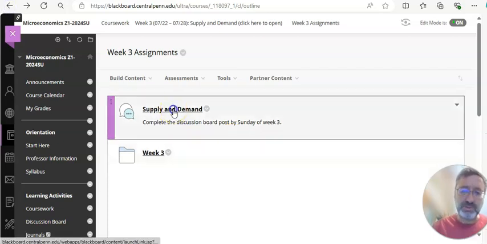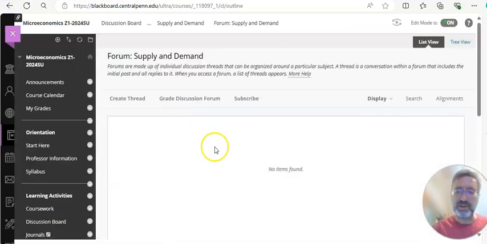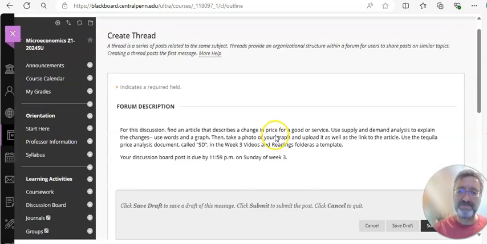And then you can go on the supply demand board. Now, I don't understand why it doesn't show anything here, but anyway, if you create a thread, it tells you what to do. And what you do is the following. You find an article that discusses a price change of an item, whatever the item you want it to be, it doesn't matter as long as it's a price change.